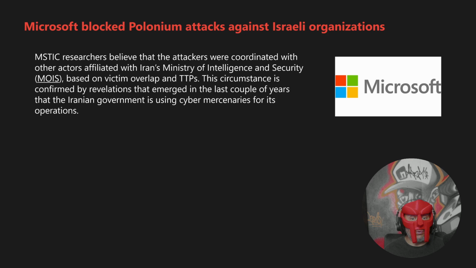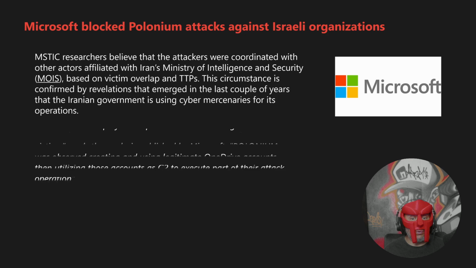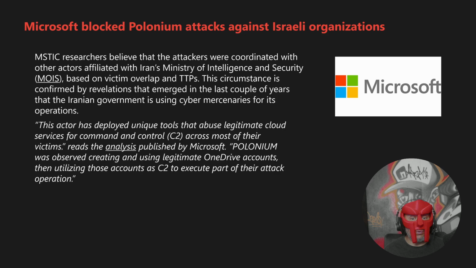This circumstance is confirmed by revelations that emerged in the last couple of years that the Iranian government is using cyber mercenaries for its operations. This actor has deployed unique tools that abuse legitimate cloud services for command and control across most of their victims, reads the analysis published by Microsoft. Polonium was observed creating and using legitimate OneDrive accounts, then utilizing those accounts as command and control servers to execute part of their attack operation.